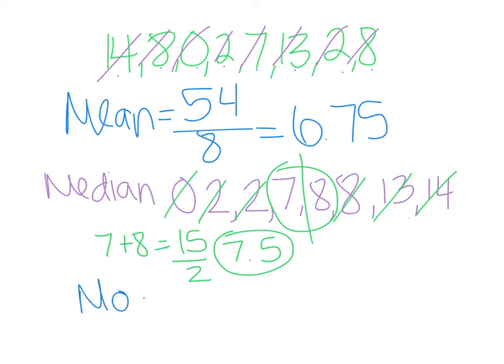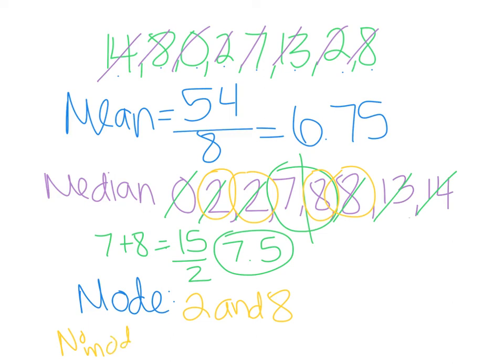The mode is the number that occurs the most. Again, we talked about it's possible to have more than one, so let's look. So we've got 1, 2, 2 2s, and we've got 2 8s. So the mode is 2 and 8. Remember, if none of them repeated, you would literally write the words no mode. But again, for this one, there is 2.